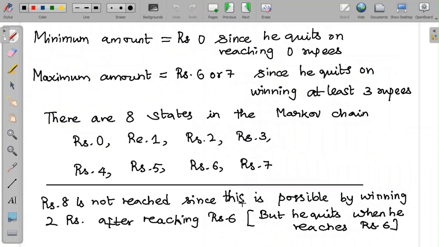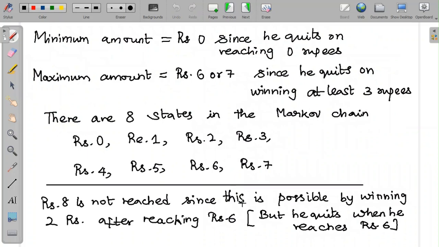So 3 rupees is one along with the 3 rupees that he already had. So if he has a sum of 6 rupees, he quits. Or if it's 7 rupees also, he quits. So there are 8 states in the Markov chain, which denote the sum of money that he has with himself. They are 0, 1, 2, 3, 4, 5, 6, and 7.